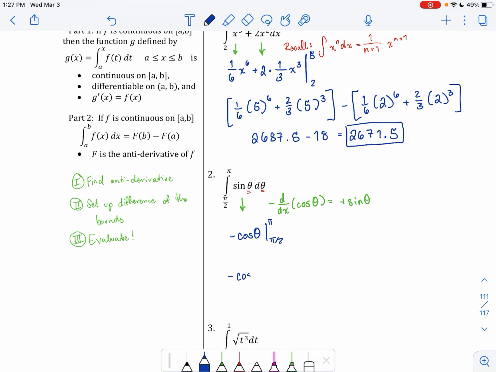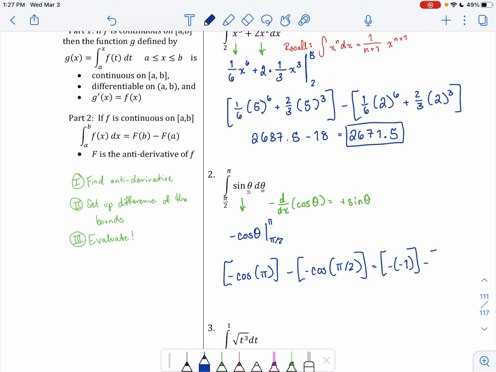Set up our difference, negative cosine of pi for the upper bound minus negative cosine of pi over 2 for the lower bound. And then we have cosine of pi is negative 1. So we have negative 1 for the upper bound minus cosine of pi over 2, which is 0. And the two negatives cancel out, so the area under that curve is 1.